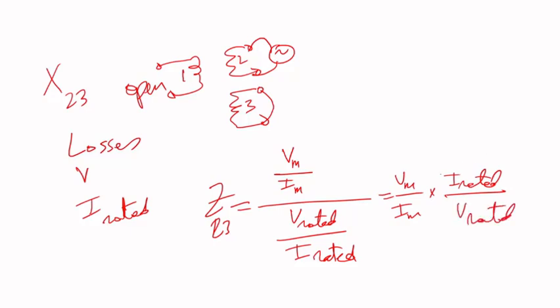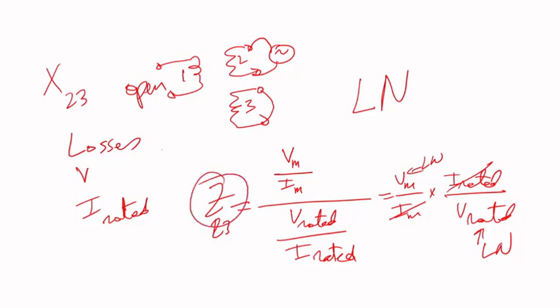Just be mindful, be consistent. If you use line to neutral, you use this as a line to neutral, and this as a line to neutral. So obviously if you circulated a rated current, this here and this will cancel out. But if somehow you could not circulate a rated current, then you have to use this equation. So this will give you the total impedance.